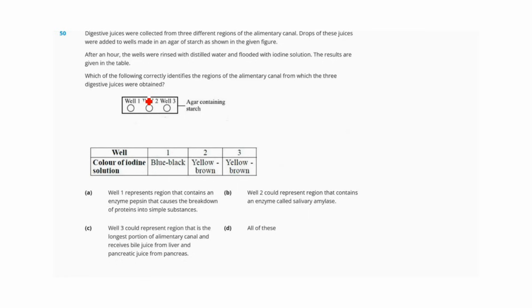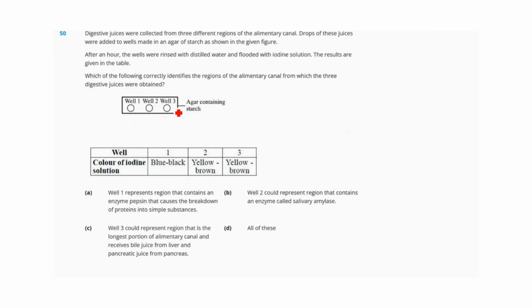So here there are 3 wells. This is an agar containing starch. Those who know, agar is a solidifying agent, right? So if you have a starch media and you put agar, what happens? It becomes solidified. So it remains on a slide, right? Then you can cut the wells, and in this starch agar plate, if you put iodine solution, wherever the starch is present, first you are putting the digestive enzymes.